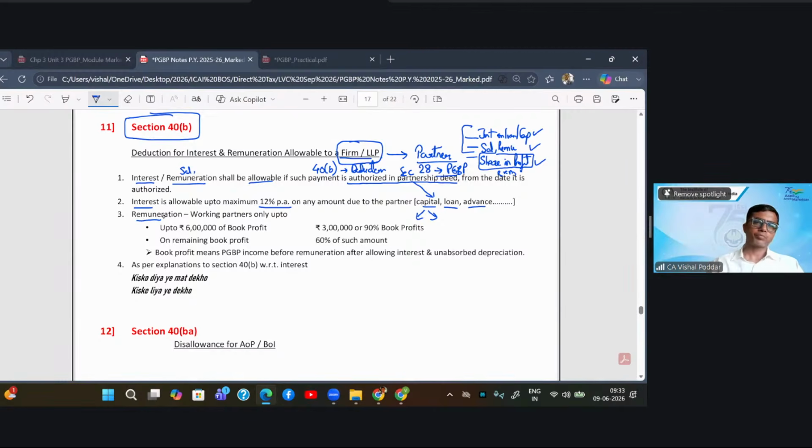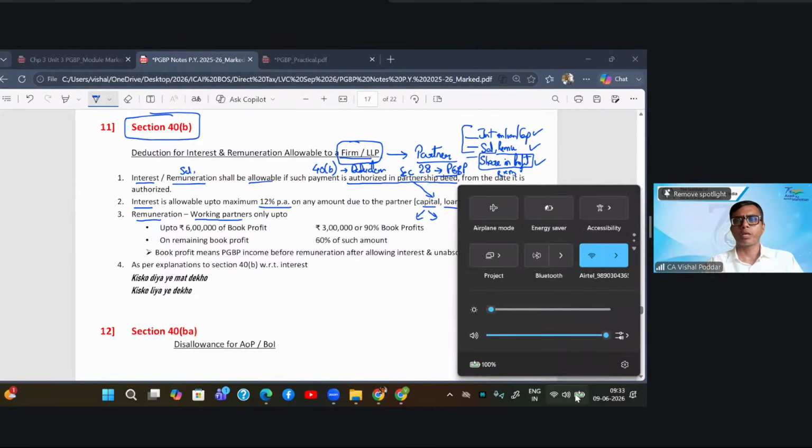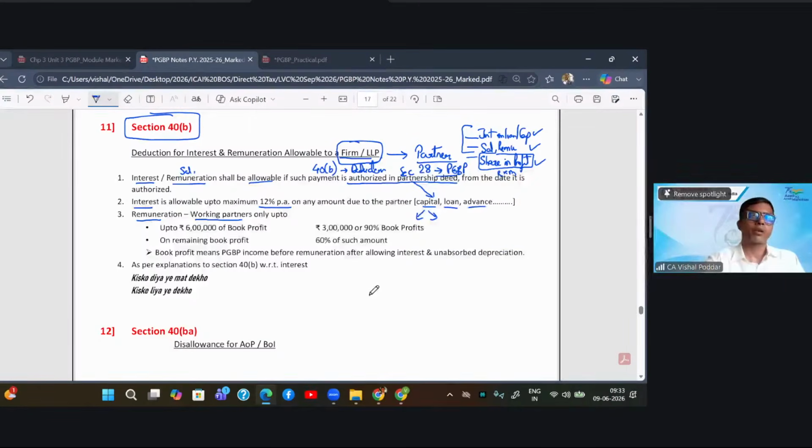Now comes third, remuneration. When we are talking about remuneration, there are two important conditions. One, only remuneration payable to working partners is allowed as deduction. Again, in the partnership deed, it is your choice to allow it to all partners, working and sleeping partners also. That is your choice. We have no problem. We will allow you deduction only to the extent it is paid to working partners. We will not allow it for non-working partners.